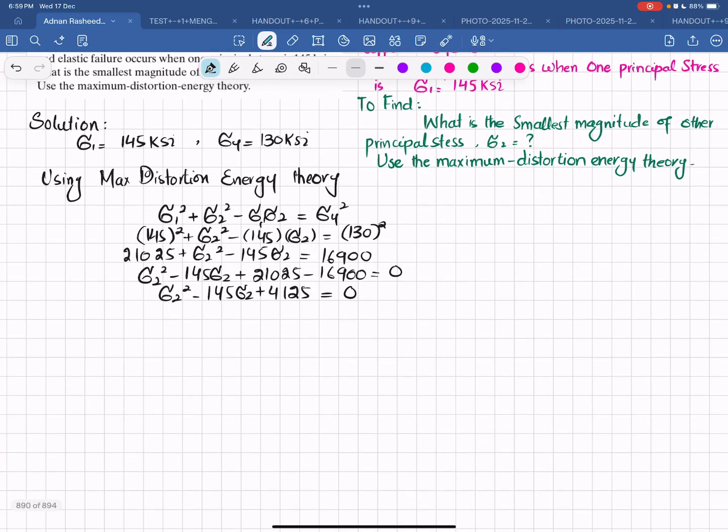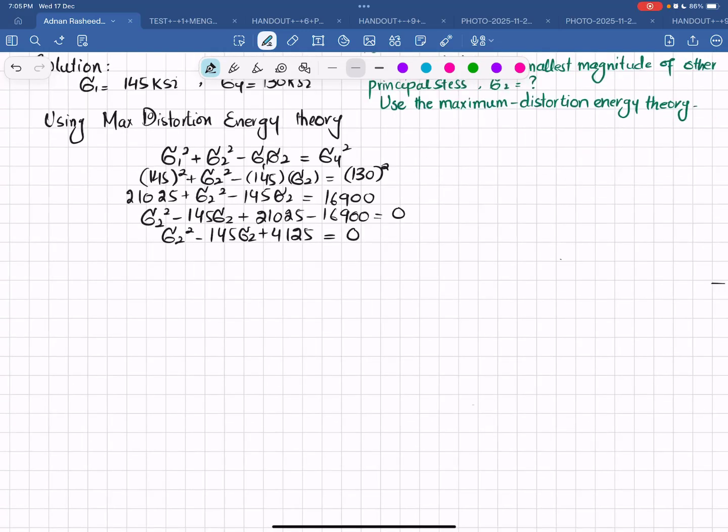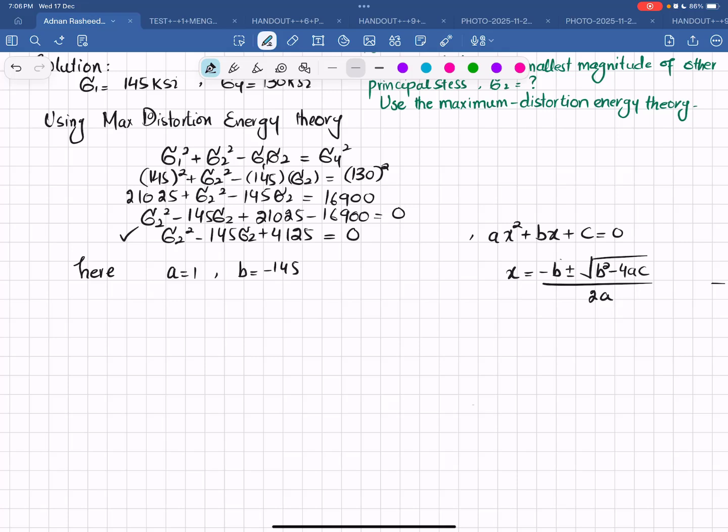So you can see this is a quadratic equation, and we will solve it. As we know, the general form of a quadratic equation is ax square plus bx plus c is equal to 0, and its solution will be minus b plus minus under the root b square minus 4 times a multiplied by c, divided by 2a. So here you have a is equal to 1, b is equal to minus 145, and c is equal to 4125.